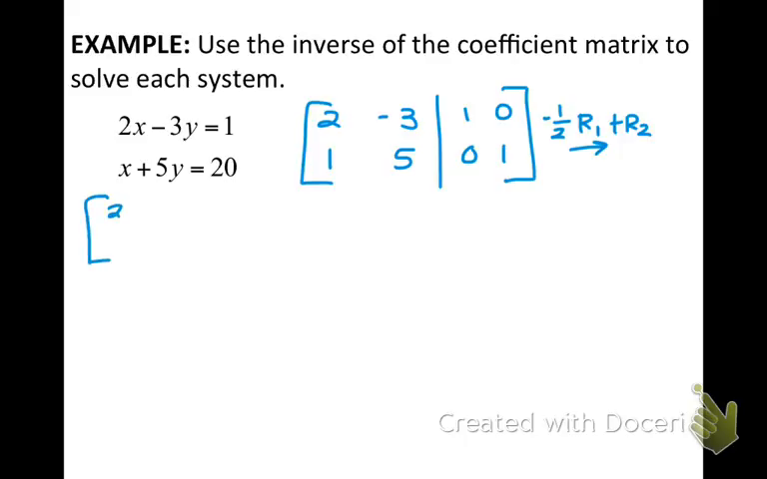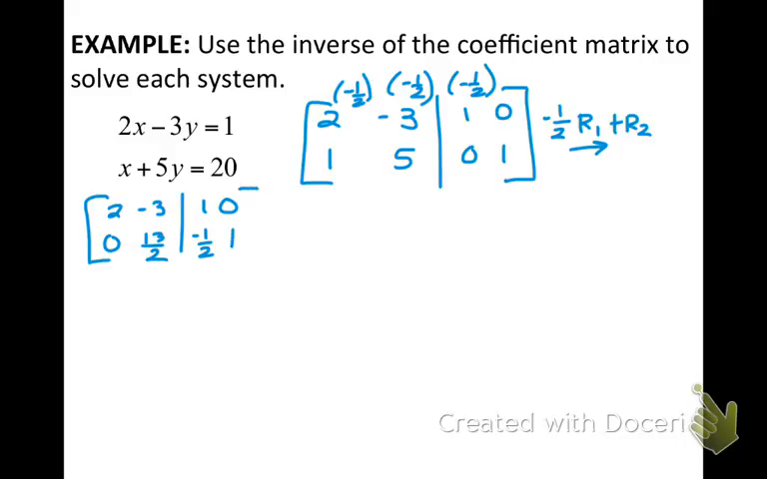So R1 stays the same. -1/2 times 2 is -1, plus 1 is 0. -1/2 times -3 is 3/2. 3/2 plus 5 is 3/2 plus 10/2, yep, 13/2. Negative 1/2 times 1 is negative 1/2, plus 0 is negative 1/2. And negative 1/2 times 0 is 0, plus 1 is 1.